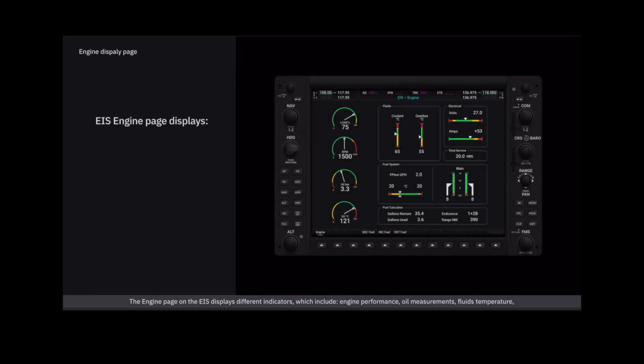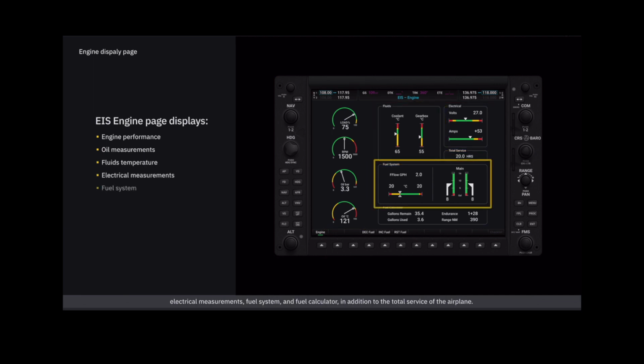The engine page on the engine indication system displays different indicators, which include engine performance, oil measurements, fluids temperature, electrical measurements, fuel system, and fuel calculator, in addition to the total service time of the airplane.